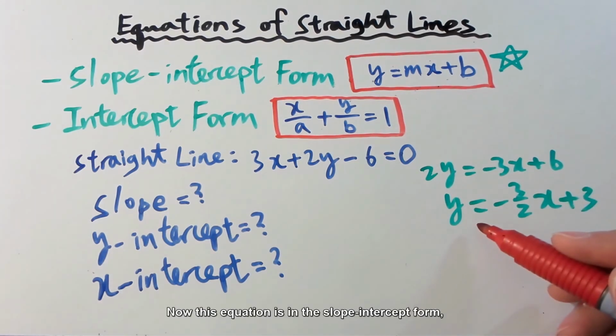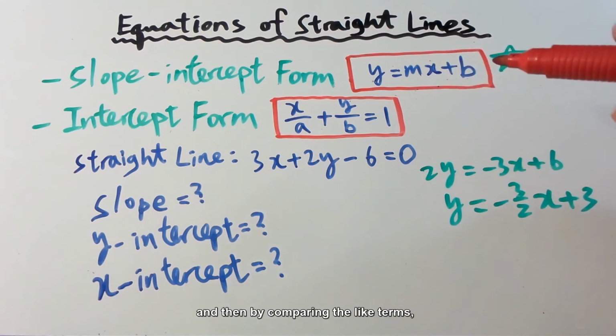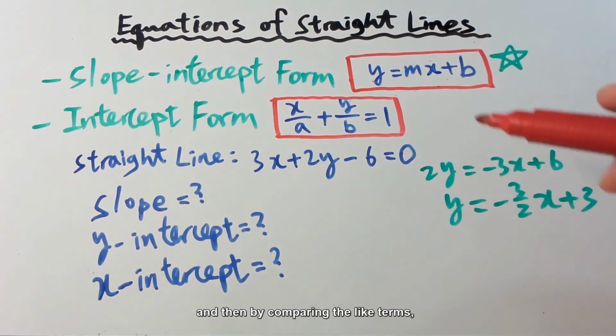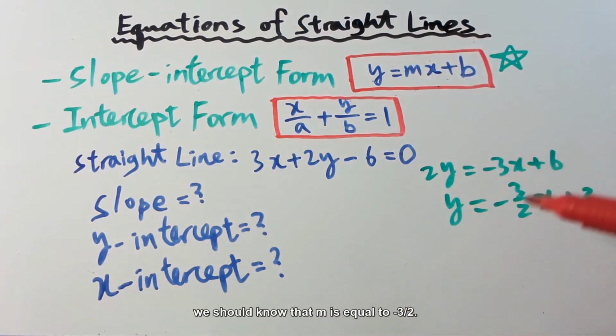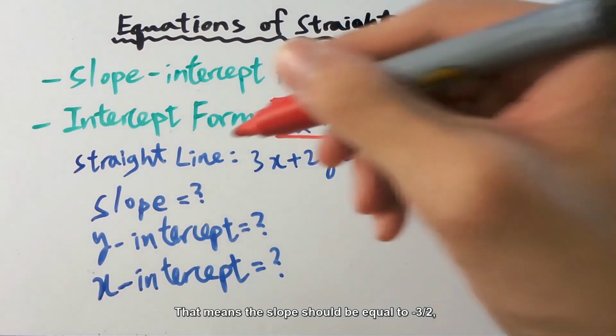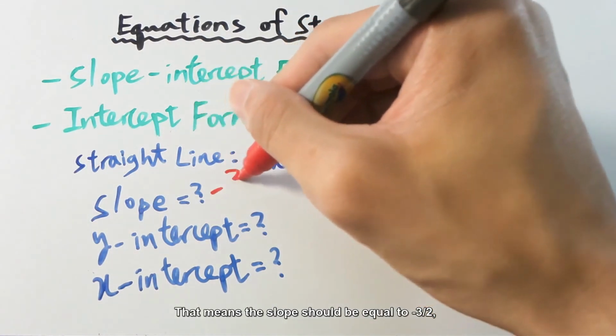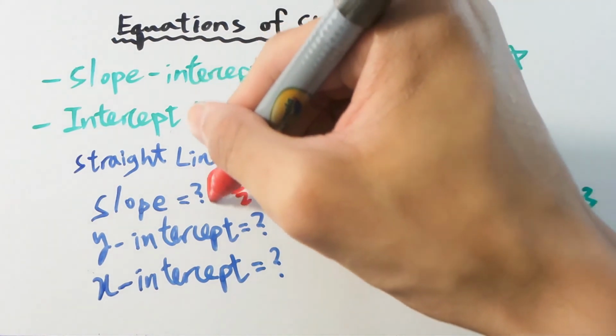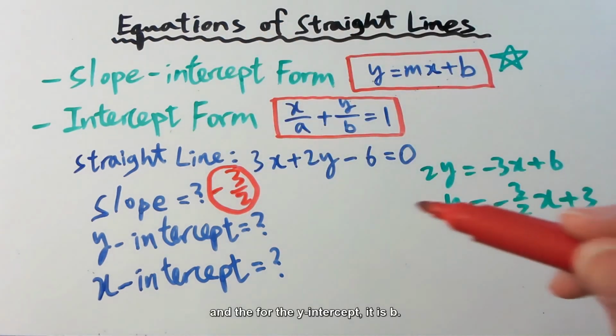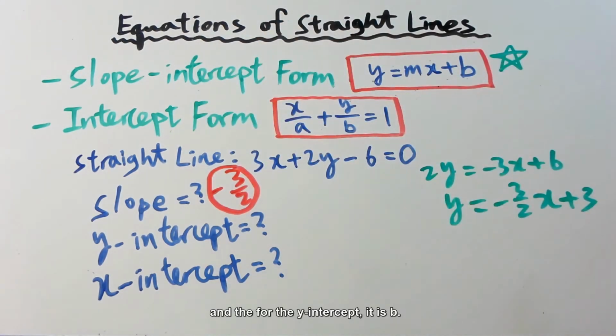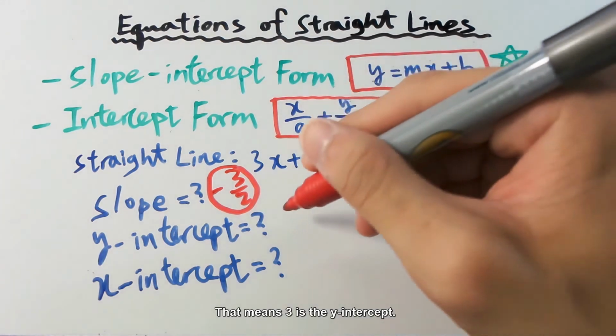Now this equation is in the slope-intercept form. And then by comparing the like terms, we should know that m is equal to minus 3 over 2. That means the slope should be equal to minus 3 over 2. And then for the y-intercept, it is b. That means 3 is the y-intercept.